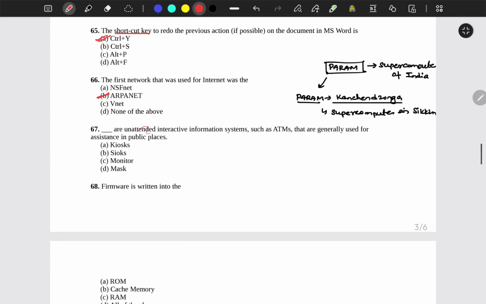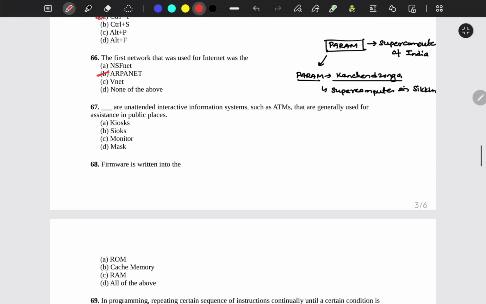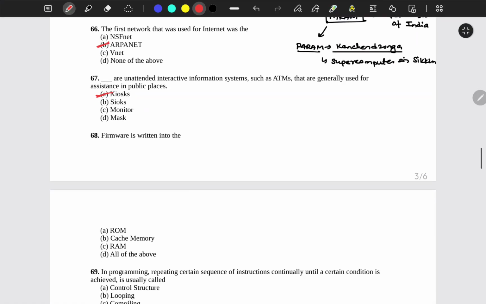So the next question is, unattended interactive information systems such as ATMs that are generally used for assistance in public places? So I'll just give you the answer for this. This one would be 67A, okay?